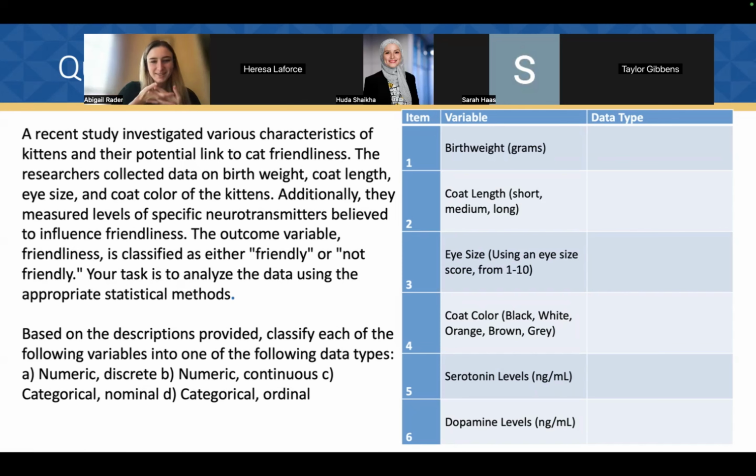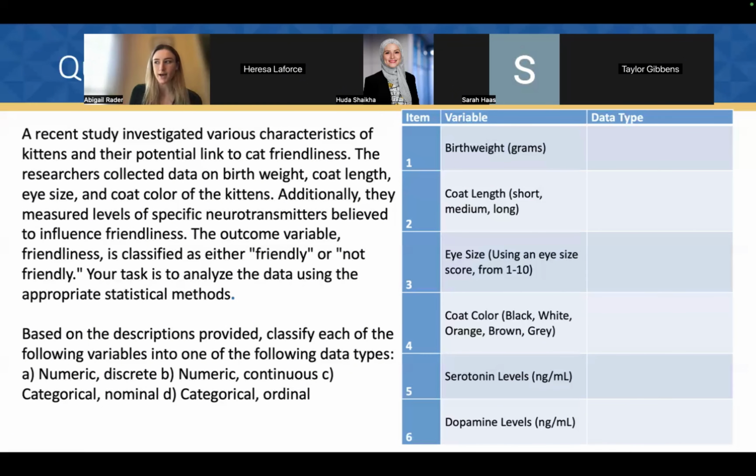Does that kind of make sense? It's tricky. Oh, so you're saying that in some situations where you could use chi-square, you could technically use ANOVA? No, no. If it's a proportion, then you're going to be using chi-square. If it's a mean, then you're going to be using ANOVA.